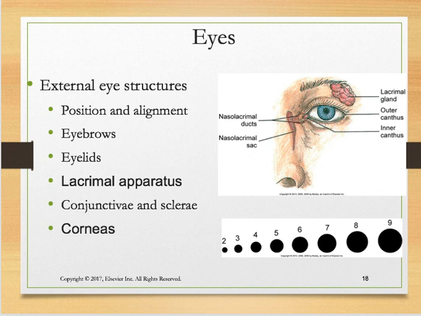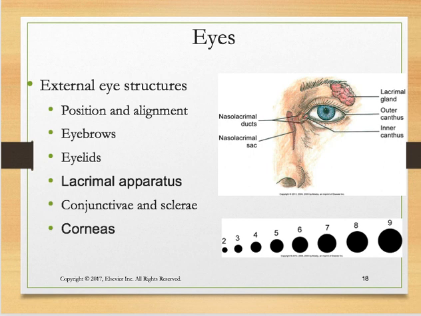You guys are going to learn how to evaluate someone's eyes, okay? So the lacrimal apparatus, that's where you have tears, right? That deals with your tears. Your corneas, okay? Some people can have a cloudy cornea, and so you're going to end up looking at that too.